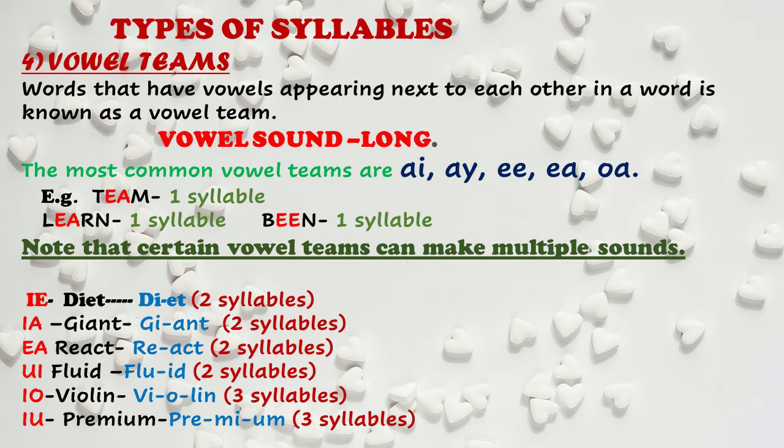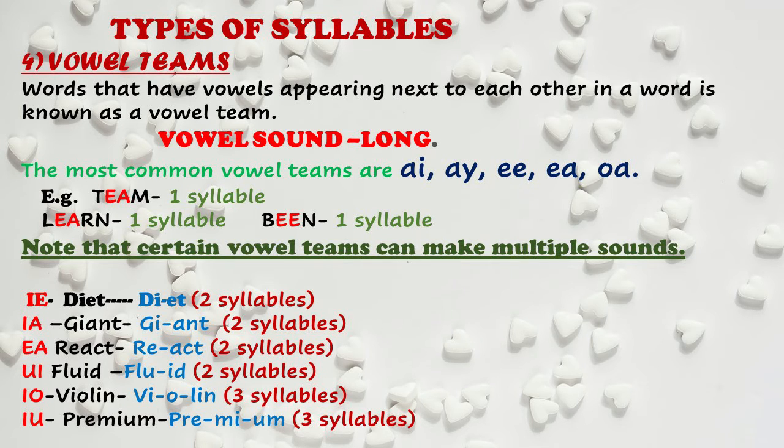The second word would be giant, and the word combination is the I-A vowel sound combination. So you can distinctively hear the I sound and the A sound. So we would divide the syllables into two, giant.